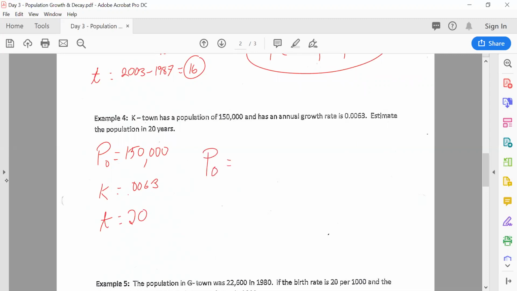All right, so P equals 150 grand. Don't forget to write E to the 0.0063 times 20. I'm not going to go to my calculator here. I'm just going to tell you what I got. It's 170,142, and then it's 0.3 people. But you're not doing 0.3 people, so it's just the 170,142 peeps.